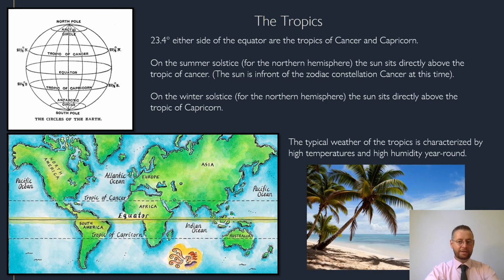Now, these aren't the only lines that are horizontal on a globe, if you've looked. There are these two things, the Tropic of Cancer and the Tropic of Capricorn. They are 23.4 degrees above and below the equator, respectively. And so what do these represent? Well, these represent the furthest point north of the equator that the sun can ever appear directly overhead.